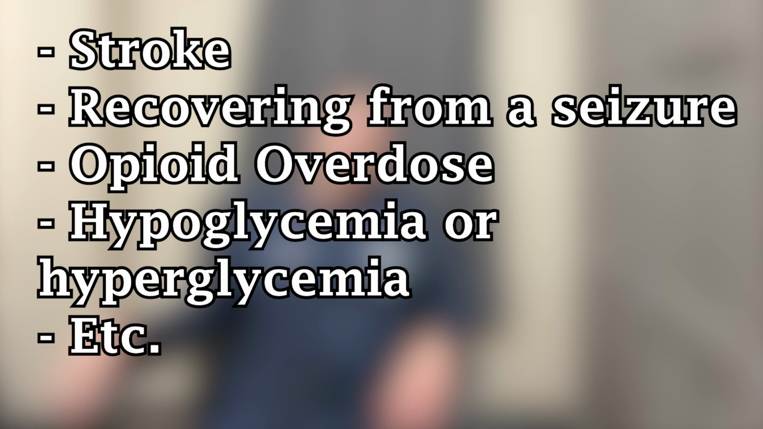Even though we haven't gathered much information, some initial differential diagnoses we can consider are the patient can potentially be experiencing a stroke, they can be recovering from a seizure, they could potentially have an opioid overdose, they could either be hypoglycemic or hyperglycemic, and there's a couple other options that we aren't going to talk about today. However, these are things that we should initially be considering. So now our goal is to chip away at some of our differential diagnoses.